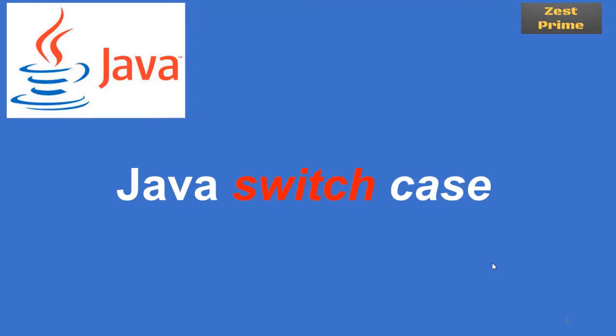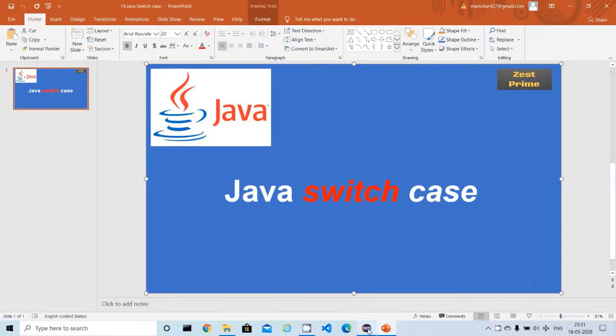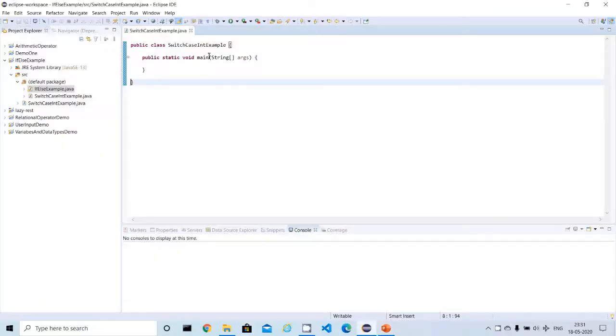Okay, so let's jump into a practical example, and see the switch case syntax and use case. Let me open my Eclipse. So this is my Eclipse, and I have already created a simple Java program with the name switch case int example. Here I'm going to write a switch case use case, and to use that switch case I'm going to take an input from the user as usual, like the previous example.